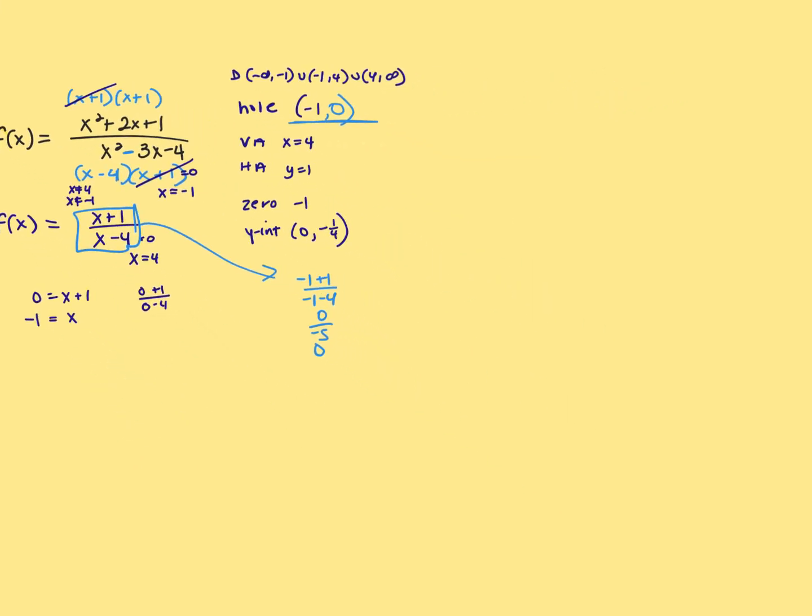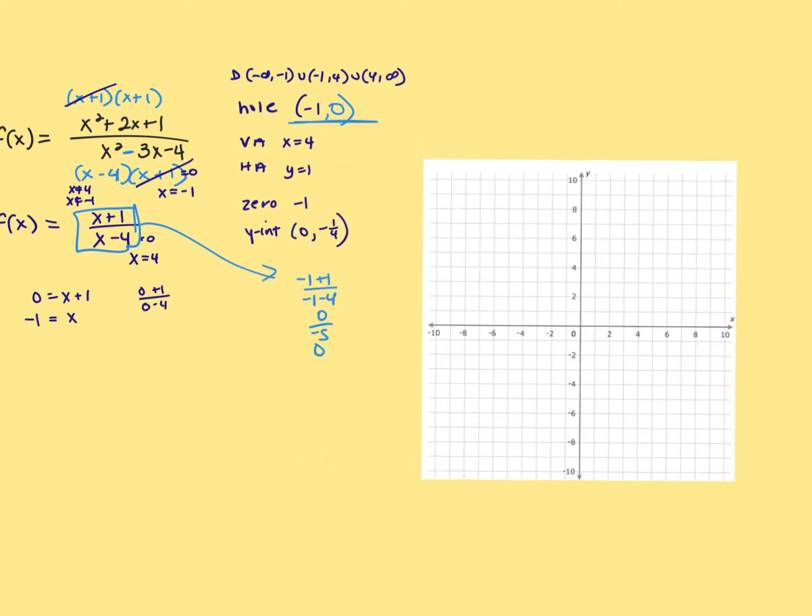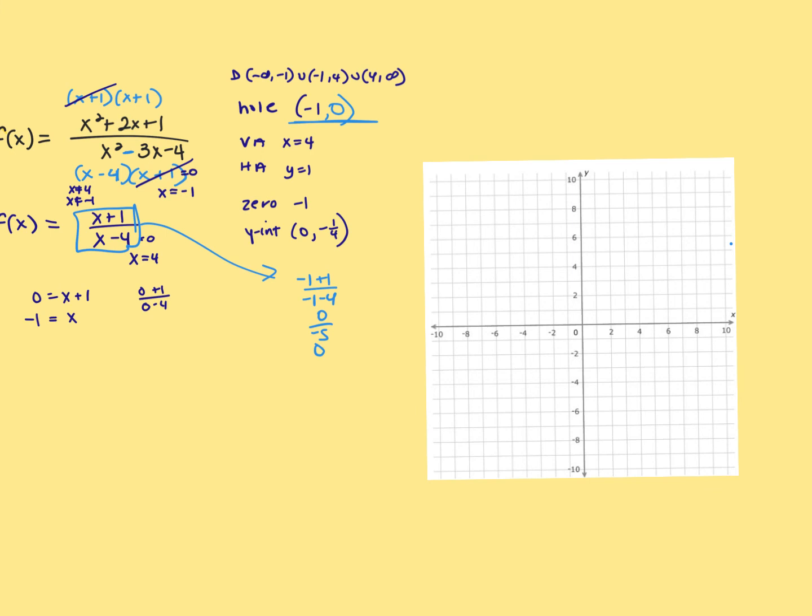Okay, so now I'm going to pull in the graph. I got a vertical asymptote at 4, a horizontal asymptote at 1, a zero at -1, and a y-intercept at (0, -1/4). What do we think my graph's going to look like? Are they going to both go in the same direction? Is there symmetry? With symmetry, we would test from here after we simplify it.